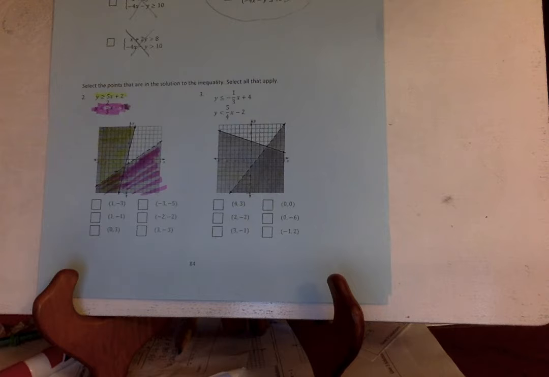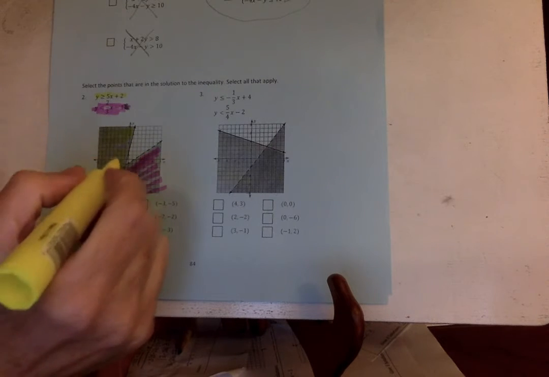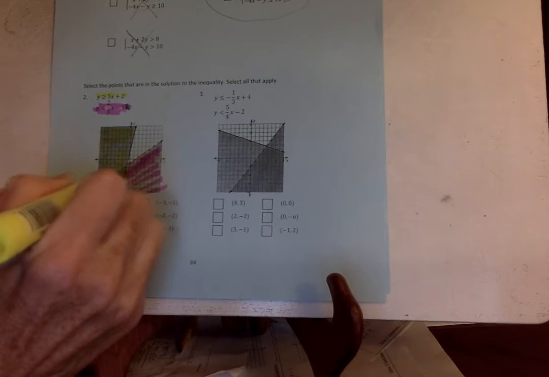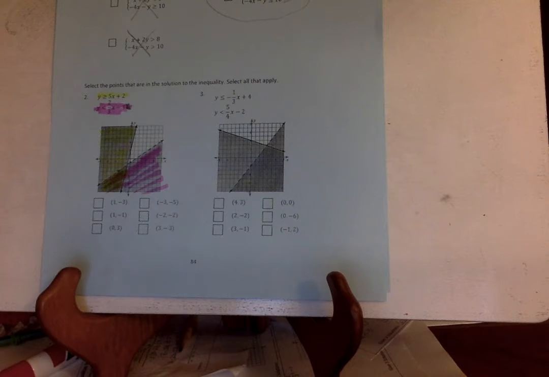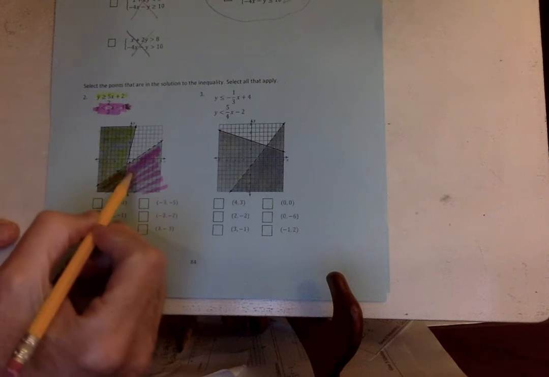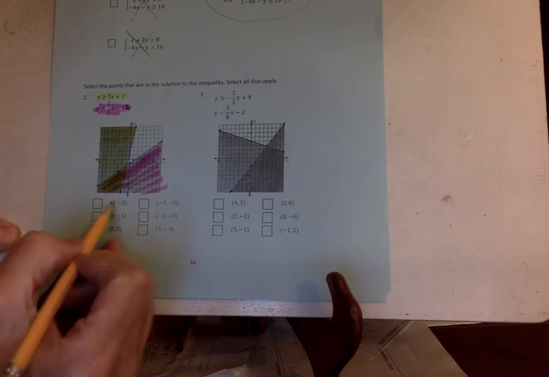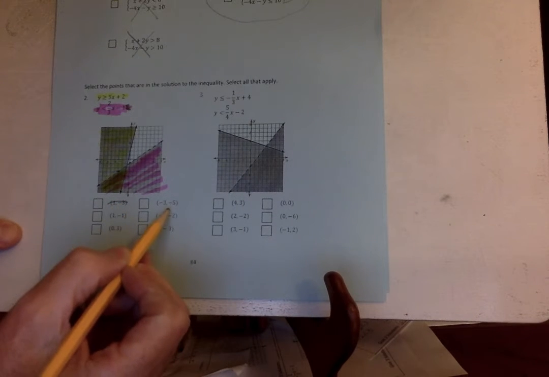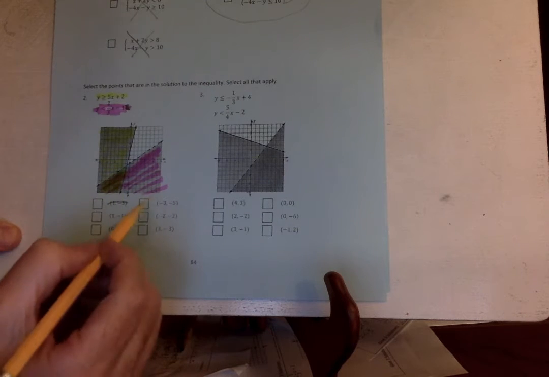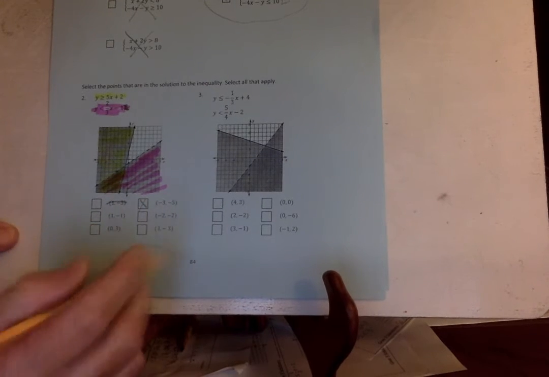Now, the two that overlap are going to be the systems of equality, where it's got the full, would be those points that are solutions to both equations. So 1, -3 is going to be right here. That is only in the pink, so that is not a solution. -3, -5, if I go -3, yes, that's both, so I mark that one.